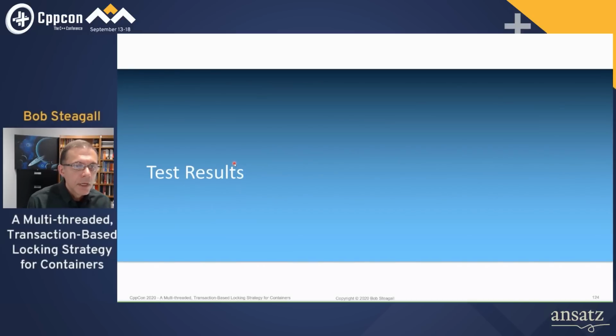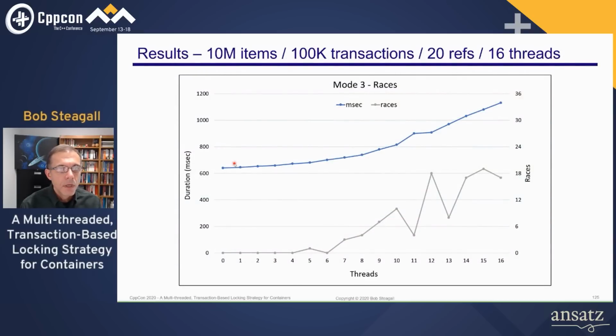So let's look at some test results. Here's a test I ran where the number of elements in the lockable items collection was 10 million. So there were 10 million items in the shared collection. I ran 100,000 transactions, each with an update group of 20 members, and I ran it from 1 to 16 threads.